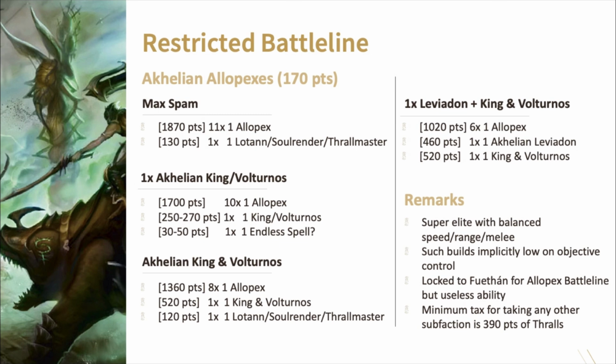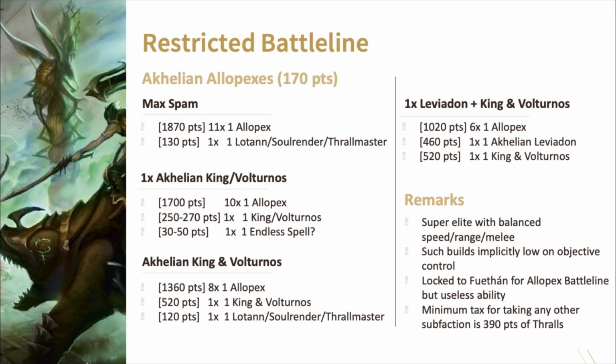We could also do Acalian King and Volturnos, since their abilities don't stack on top of each other too much. We're down to 8 Alopexes if we do that, and then you still got room for Lotan, a Soul Render, a Thrallmaster. The latter 2 don't really help much, but I've listed them just for the sake of it. But Lotan does, and is giving +1 to wound for even the mounts. So this is actually a decently strong build if you want to go very elite. I actually think this could do some work.